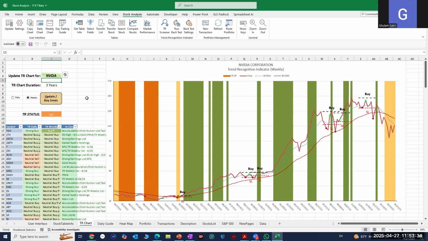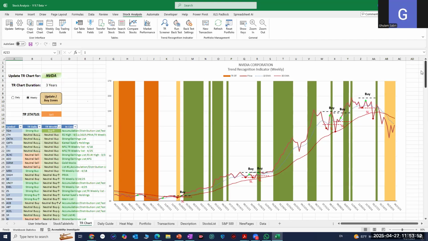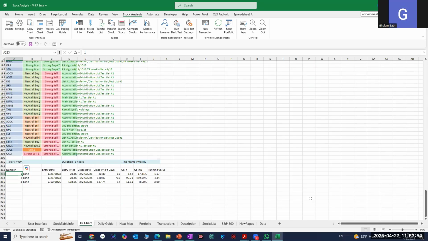So this is NVIDIA's weekly chart. Still, you see, it's in the sell zone. It's not a strong sell zone. It has come back. Let's backtest this strategy and see how it performs on NVIDIA. So we're done with that. Go back here. With the weekly strategy, in the last 3 years, it has basically only two signals.